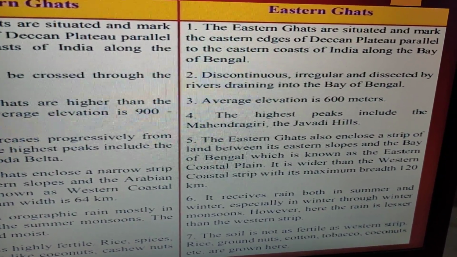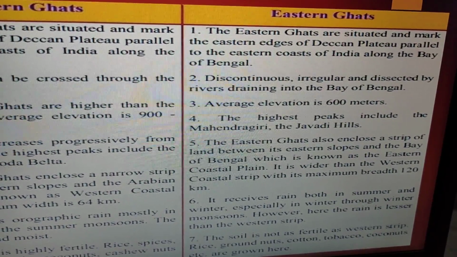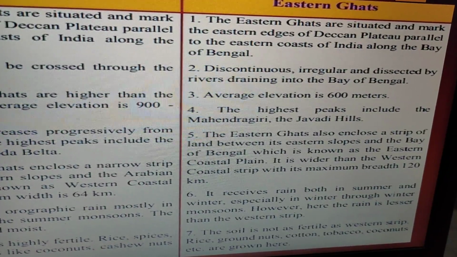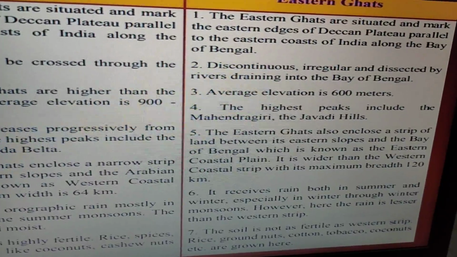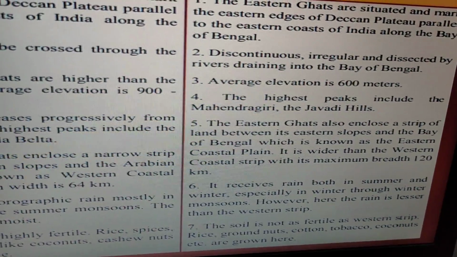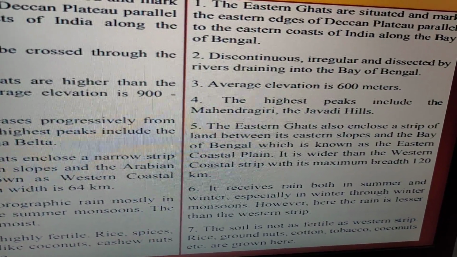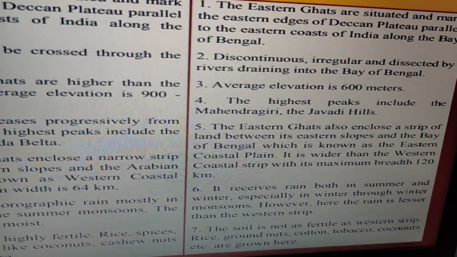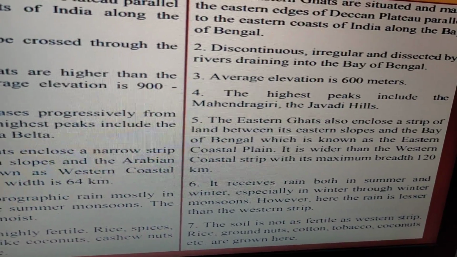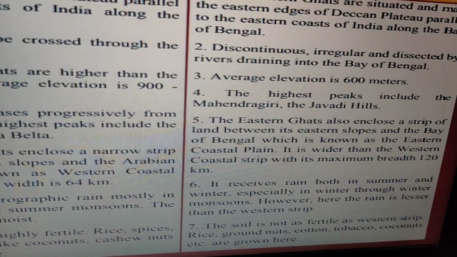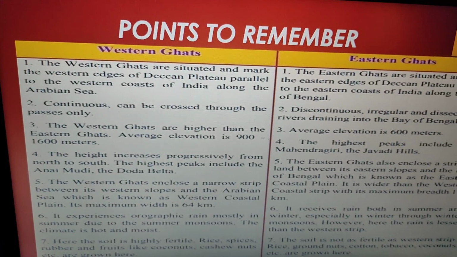The Eastern Ghats also enclose a strip of land between its eastern slopes and the Bay of Bengal, which is known as the Eastern Coastal Plain. It is wider than the western coastal strip with its maximum breadth being 120 km. It receives rain both in summer and winter, especially in winter through the winter monsoons. However, here the rain is lesser than in the western strip. The soil is not as fertile as the western strip. Rice, groundnuts, cotton, tobacco, coconuts, etc. are grown here.